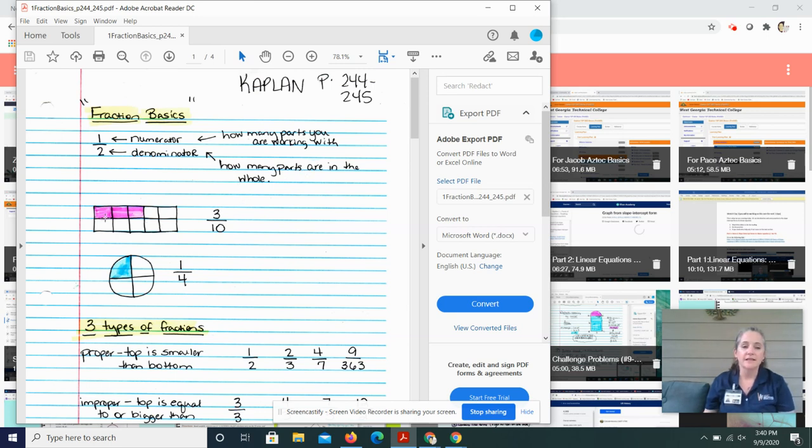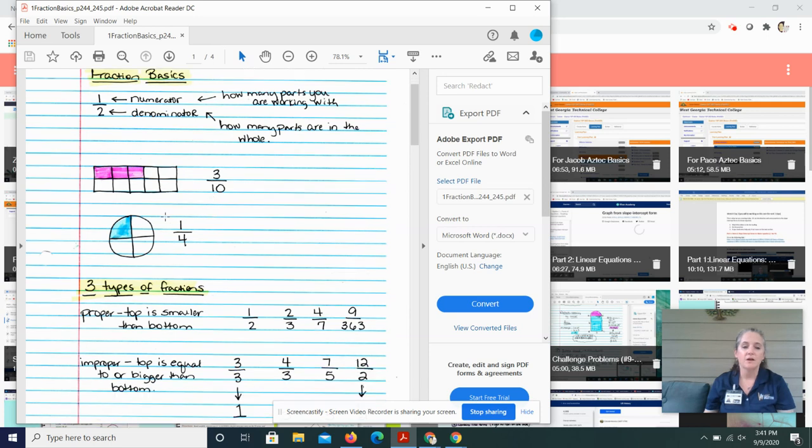So for instance, in this right here, if this were, say, a candy bar, it's broken up into 10 squares. That's how many parts are in the whole. So the 10 goes on bottom, and we have three of those shaded. So 3/10 would be the fraction that represents that. On the circle, we've got 4 parts in the whole, so 4 goes on the bottom, and we've got 1 part shaded, so a 1 would go on top. So again, the 1 is the numerator, the 4 is the denominator.